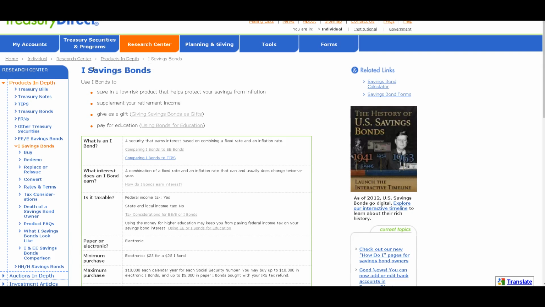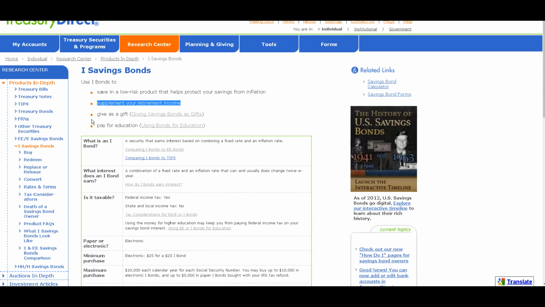So just like the name describes, these are safe and low risk products that help protect your savings from the inflation. Of course, these can be used to supplement your retirement income, meaning that you don't want to have all of your retirement income in bonds. You want to have it sort of split. Some of your money in stocks, some of your money in bonds for the long term.